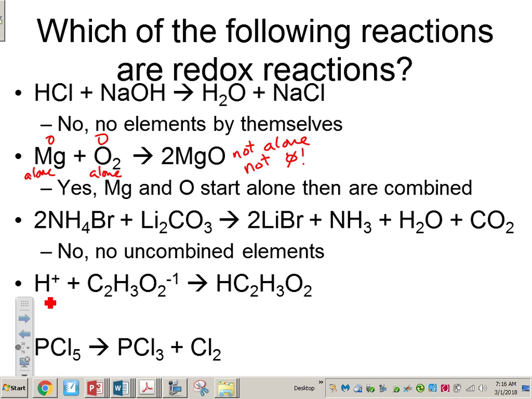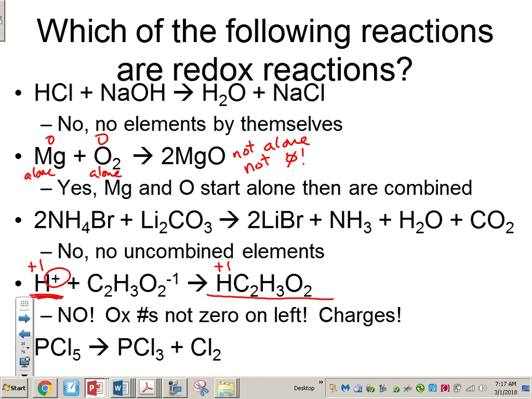you're going to see this hydrogen, and you're like, hey, this hydrogen right here, it's alone. Well, yes, it's alone, but notice its charge. It's alone, but its charge is not 0. This thing has a charge of +1. And over here, it's in a compound, which means its charge is also +1. So although the hydrogen is by itself, its oxidation number is not 0 on the left side. So it is not a redox reaction.